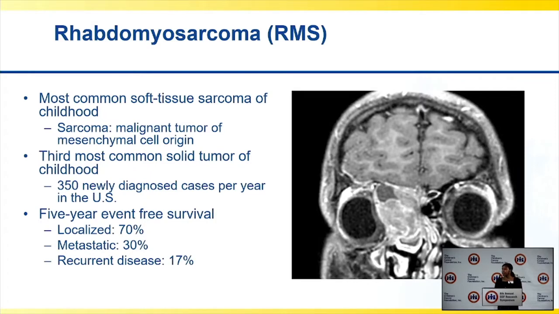As far as our outcomes for patients with rhabdomyosarcoma, those with localized disease have an approximately 70% event-free survival. Unfortunately, our patients who have metastatic disease or disease that has recurred after treatment have a much poorer 5-year event-free survival. So it's for these patients that we desperately need new and effective therapies.